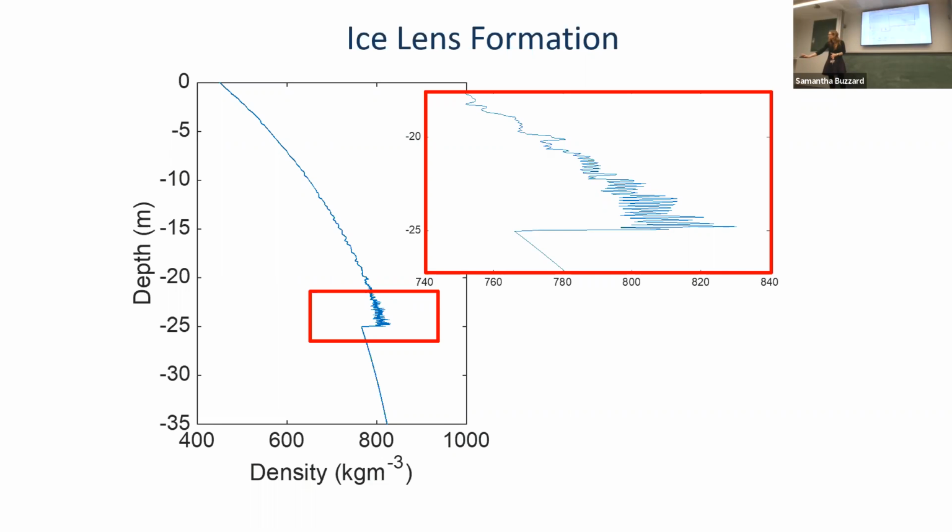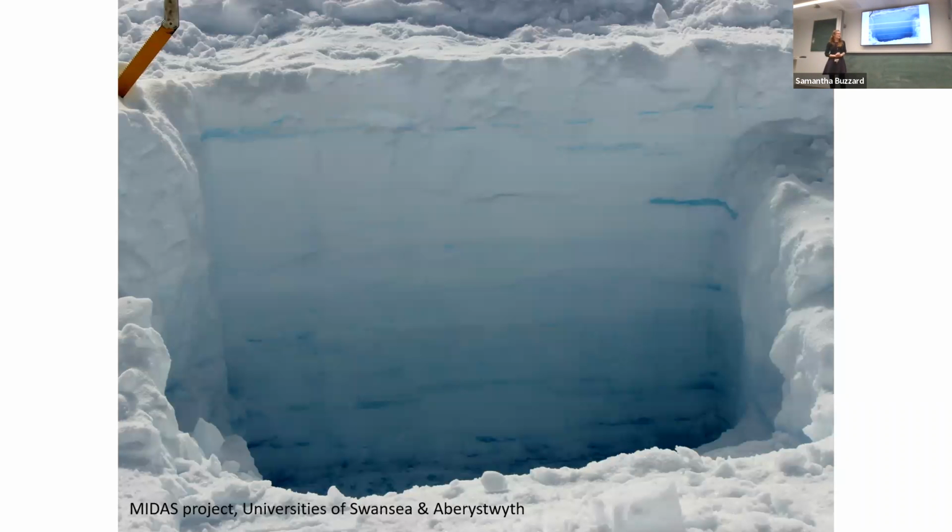And this is very much like those ice lens features that I described. So we're getting these solid pieces of ice forming within the firn of different densities. And luckily, some colleagues from Swansea and Aberystwyth universities were doing some field work on Larsen C around the time that I was doing this work. So that allowed us to compare what I was getting to what was happening in real life.